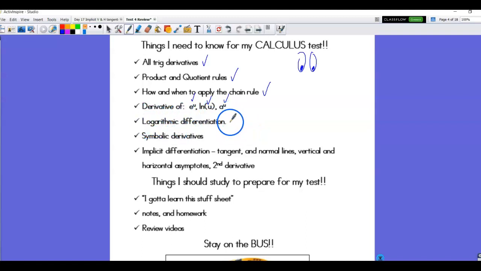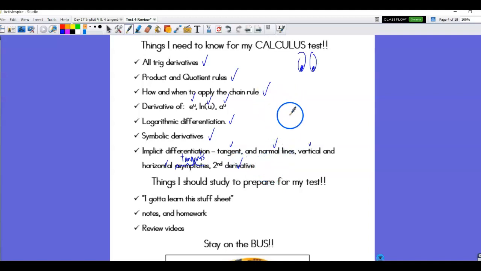You're going to need to be able to deal with logarithmic differentiation, symbolic derivatives, implicit differentiation, understanding how to write the equation of a tangent line, what a normal line is and how to write the equation, how to find vertical and horizontal tangents. No, that's supposed to actually say tangents, vertical and horizontal tangents, not asymptotes. And how to find second derivatives.